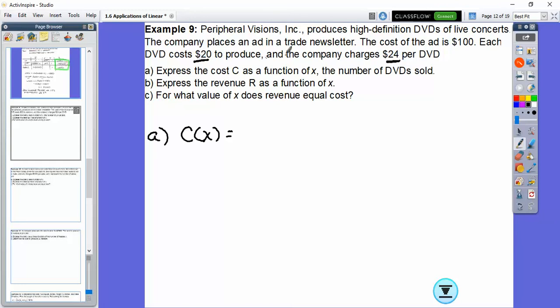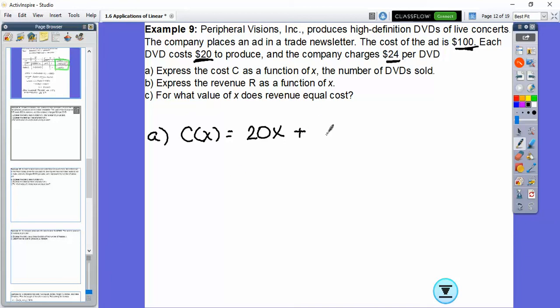They pay, we have several different pieces here, don't we? So we've got the cost for the company. They have to put in an ad, which is $100. They pay $20 for every DVD they produce. And what's the 20 for? How much do they charge? How much they charge to sell. So if I'm actually talking about the cost of the company itself, their repeated cost is the 20. For every DVD they produce, it costs them $20.